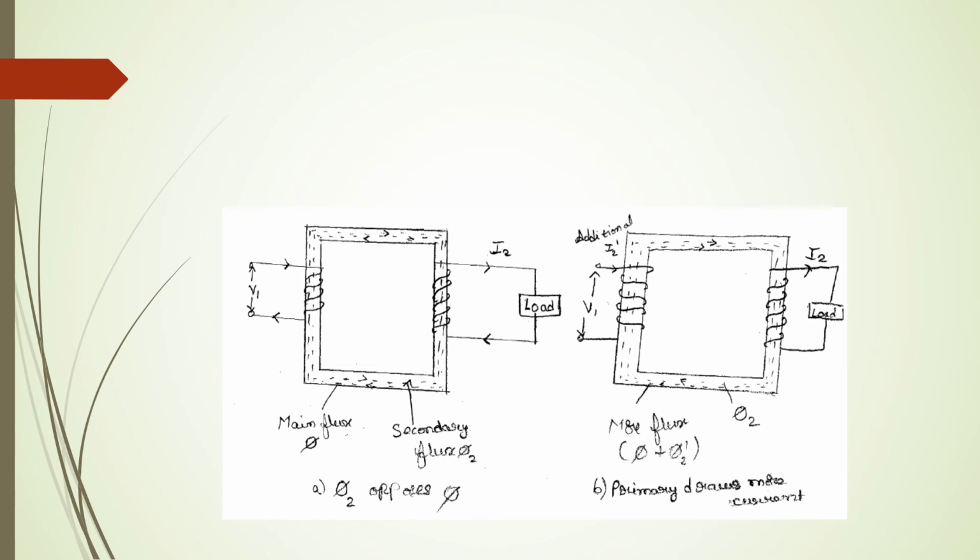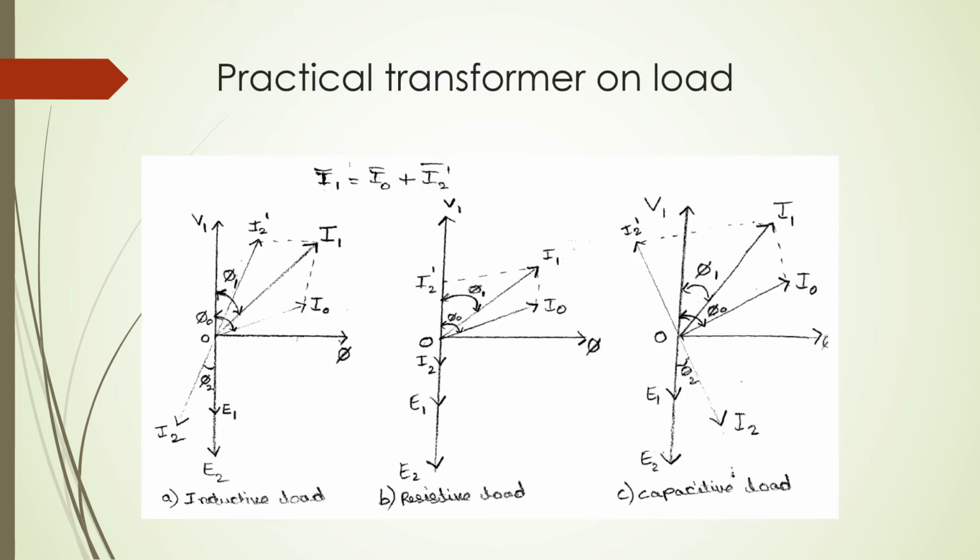The no load current I0, which lags V1, has two components, Iw and Im. The magnitude of the induced EMF in the primary is E1, and E1 is drawn 180 degrees to phasor V1. The no load current I0 is resolved into Iw and Im. Iw is equal to I0 cos phi 0, and the second component Im is equal to I0 sin phi 0.